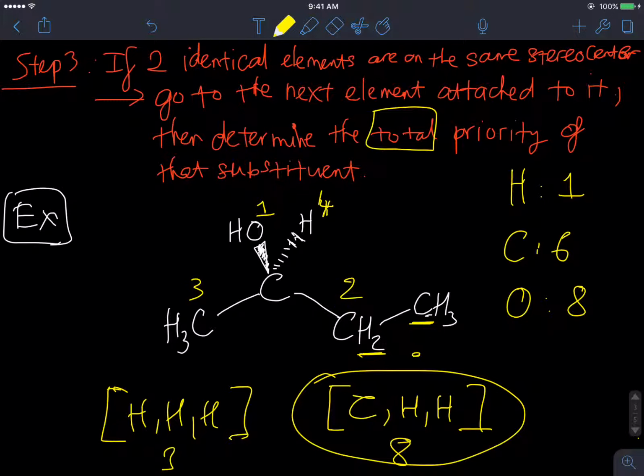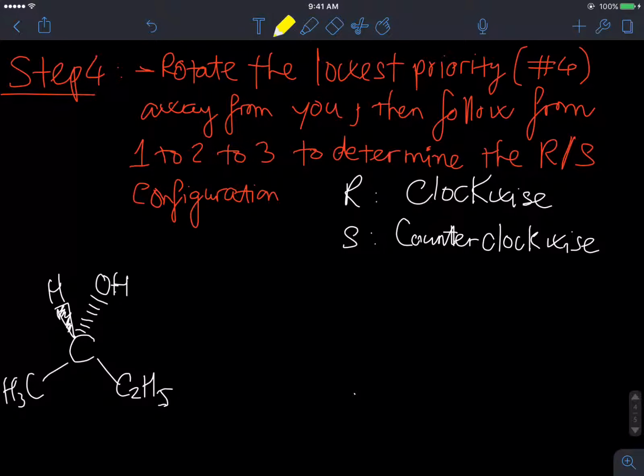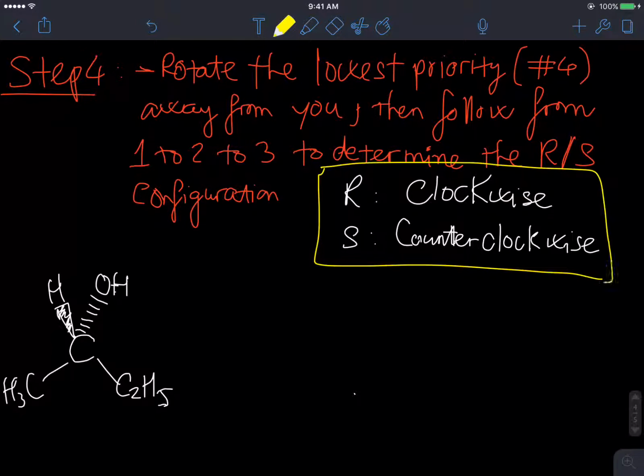Next goes to step 4. We rotate the lowest priority, number 4, away from you. Make it a dash. Then follow from number 1 to 2 to 3 to determine the RS configuration. Here is the definition: R means clockwise, S means counterclockwise. In Latin, R means rectus and S means sinister. So R is clockwise, S is counterclockwise.